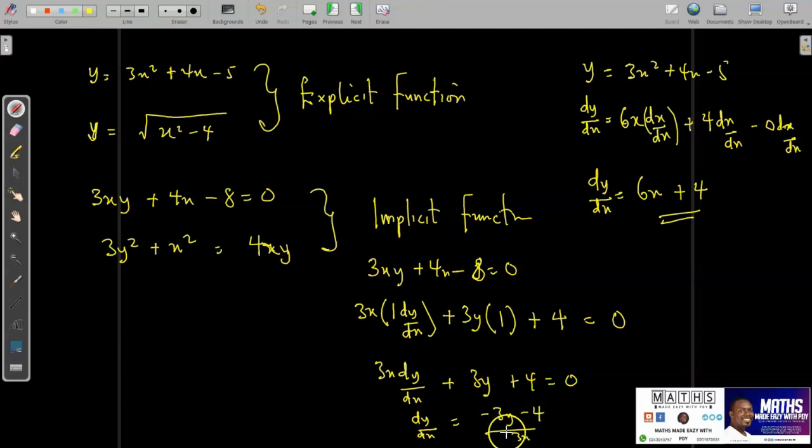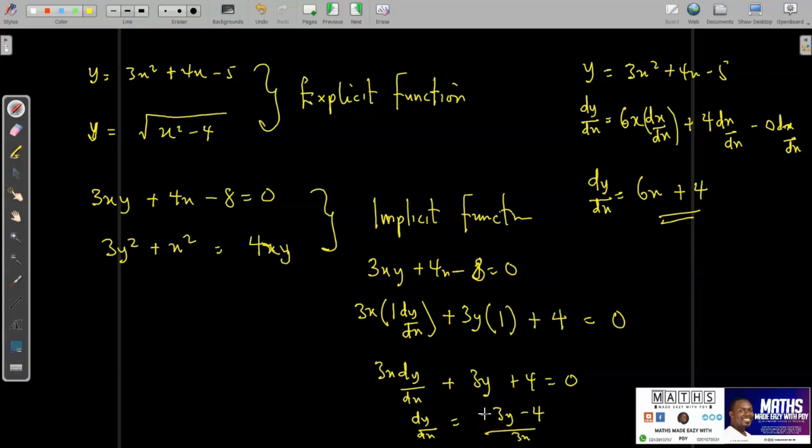Please, does it make sense? What I've written here is just a change of subject at this moment. Does it make sense to you? Yes, sir. All right. So that is how you go ahead to differentiate implicit functions.